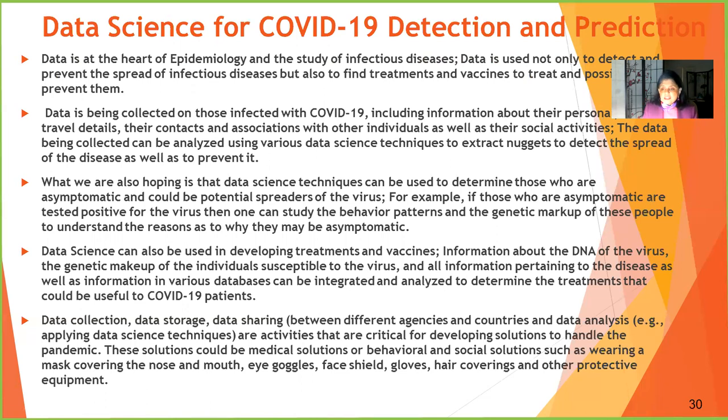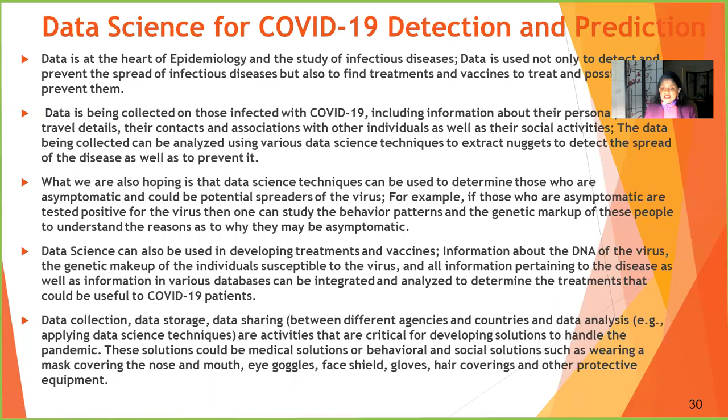Data science and machine learning for COVID-19 prediction. Data is at the heart of epidemiology and the study of infectious diseases. Data is used not only to detect and prevent the spread of infectious diseases, but also to find treatments, vaccines, and so on. Data is being collected on those infected with COVID-19, including information about their personal travel details, their contacts, associations, and so much information is being collected. As a result, privacy could be violated.